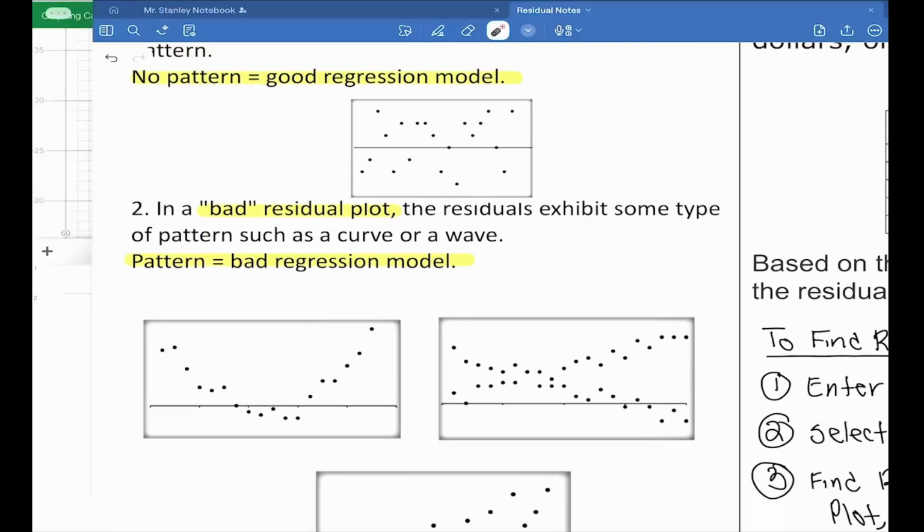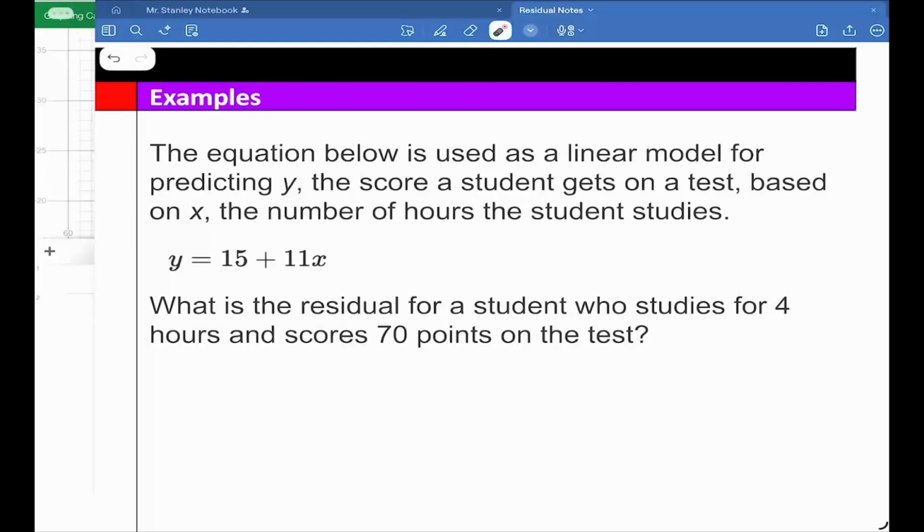So now that we have an understanding of some of the key concepts that we need for residuals, let's look at our first example. All right, so let's look at example 1. Example 1 says the equation below is used as a linear model for predicting y, the score a student gets on a test based on x, the number of hours the student studies. The equation is y equals 15 plus 11x. It says what is the residual for a student who studies for 4 hours and scores 70 points on the test? So we're going to start out by underlining and picking out the key things from the problem.